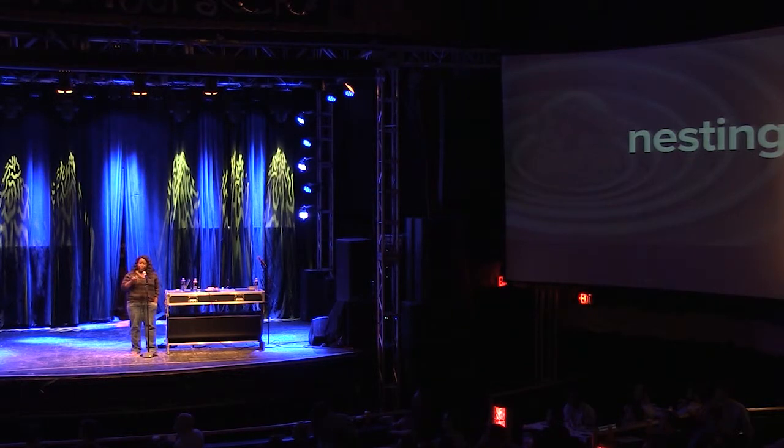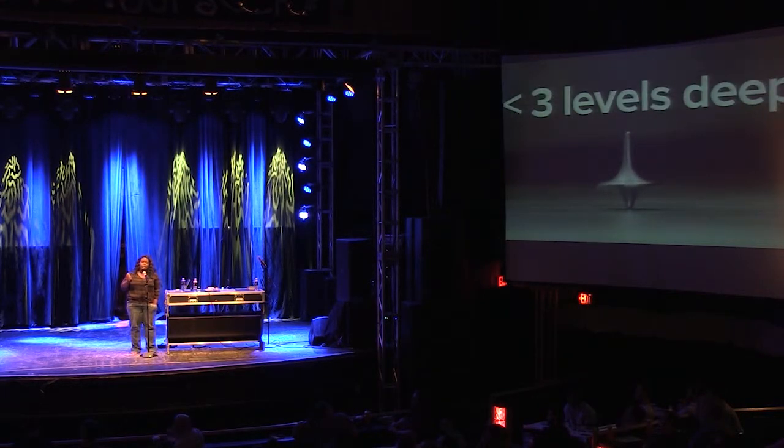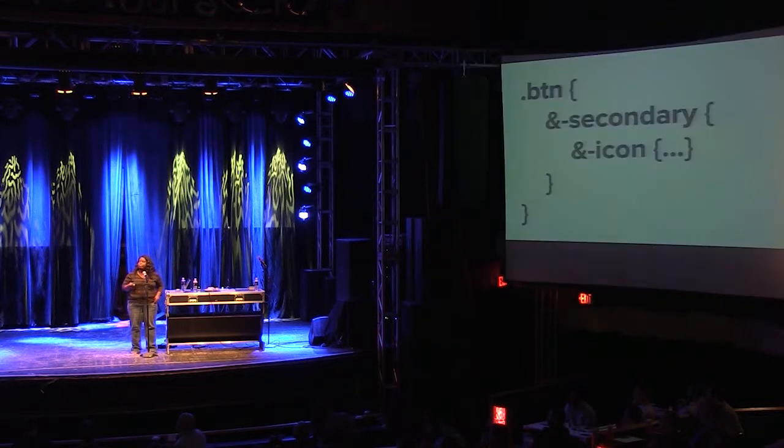Speaking of nesting, I do want to have a little caveat about nesting. Sass is really great in that it lets you nest as deeply as you want to go, but most people like to follow what we call the inception rule, meaning you don't want to go more than 3 levels deep when you nest. Otherwise, you start to end up with that selector from hell that I showed you before, where everything is chained together and it's a nightmare to maintain.